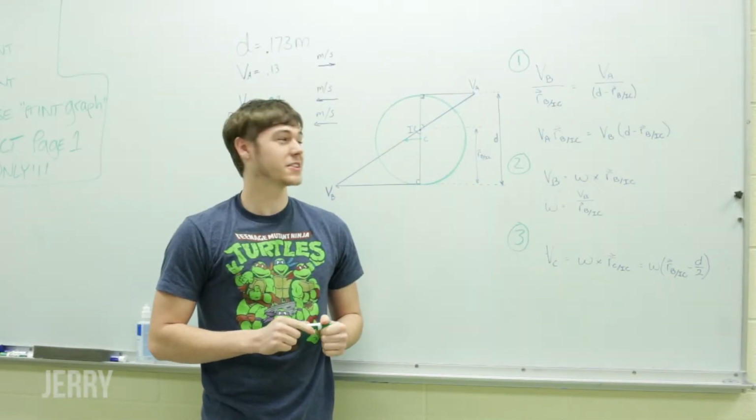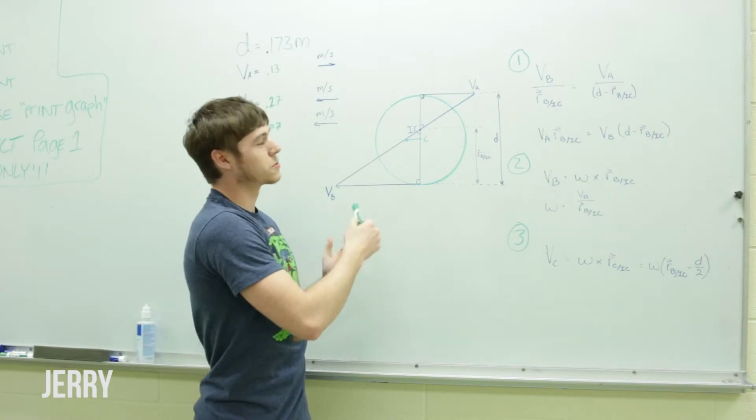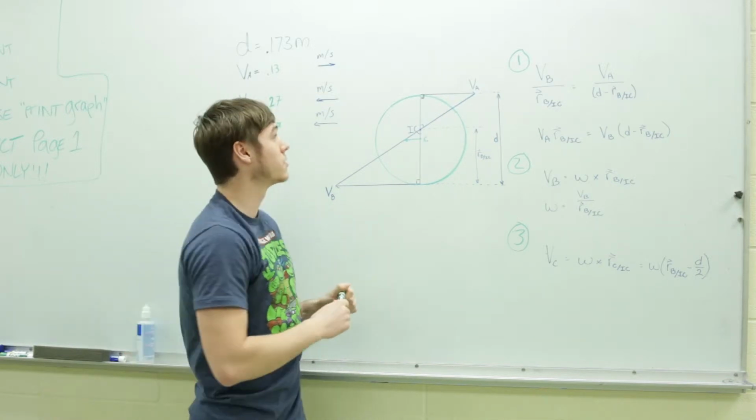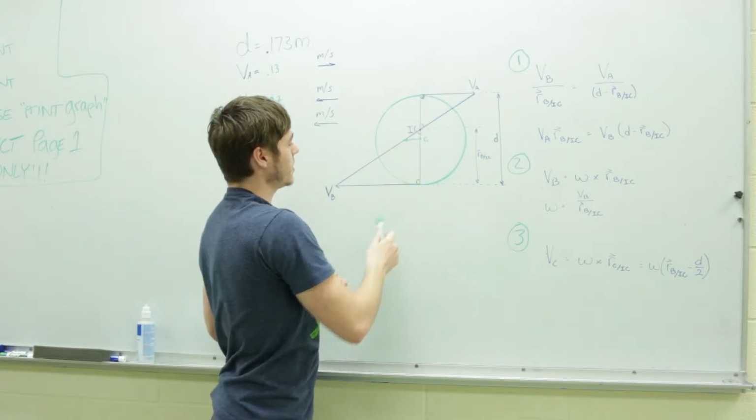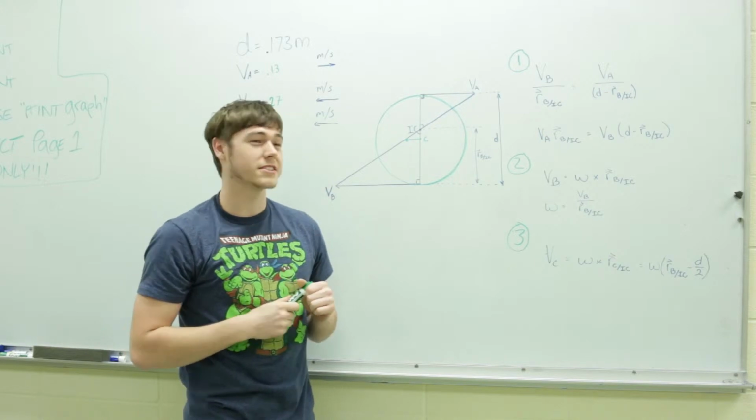I'm Jerry, and I'm going to be describing the diagram. We have a wheel in between two boards, and the wheel is not slipping, so the velocity at A and the velocity at B are the velocities of the boards measured by the photo gate sensors.